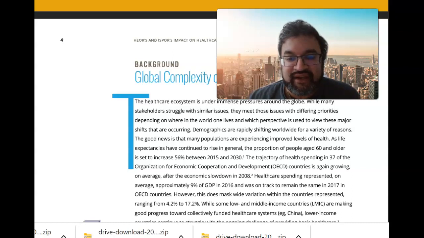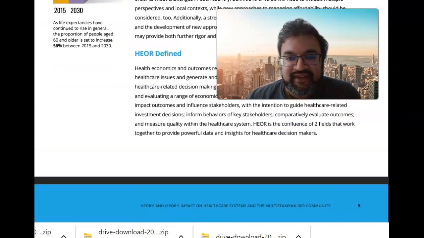So the trajectory of health spending in 37 of the Organization for Economic Cooperation and Development countries is again growing on average, even after the economic slowdown. Healthcare spending represented on average 9% of GDP in 2016, on track to remain the same. So this is the background of this.